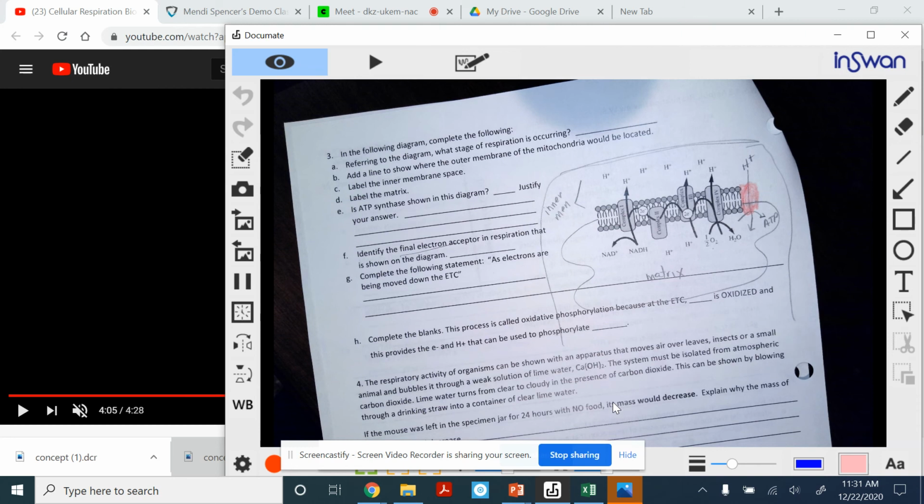Awesome. And the fact that you used the inner membrane space, that's key. Something else you guys could say or you have to know is that protons are being moved out of the matrix. So that's something that you could say. You can say protons are being concentrated in the inner membrane space. It's important that you know your locations, okay? All right. Did anyone talk about water getting formed? Some people do. They say as electrons get moved down the electron transport chain, they are accepted by oxygen and water is formed. You could say that as well.